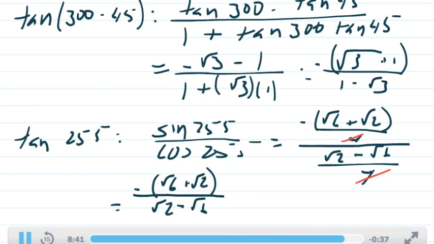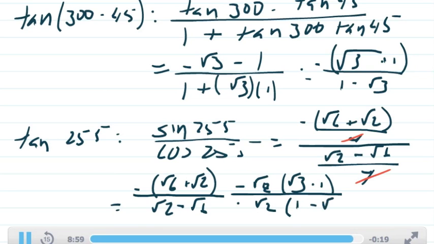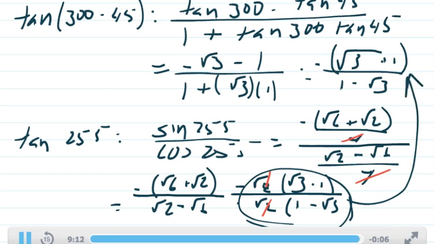Now, is that the same as what we had before? If we factor a square root of 2 out of everything, so we get a minus square root of 2, that gives me square root of 3 minus 1, and on the bottom we factor out square root of 2, that gives me 1 minus square root of 3. The square roots of 2 cancel, and I'm left with exactly the same thing that I got here. So either way is fine for doing that. And that's how you use the sum and difference formula.